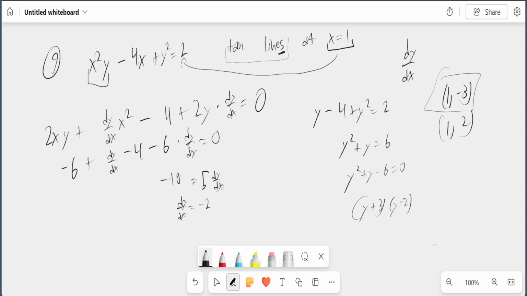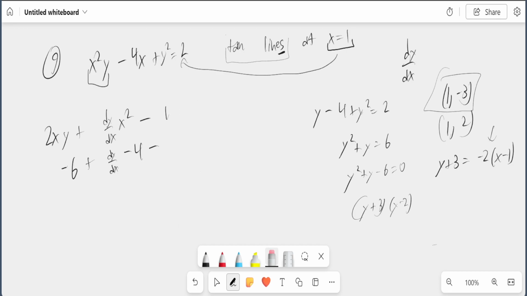So we have a slope, we have a point, we can do point slope. So y plus 3 is equal to negative 2 times x minus 1. You can expand it out if you want. I'm just going to leave it like that for now. I'm going to erase this just for space. I think that part's pretty easy. Oh, I just erased the derivative. Let me do that.